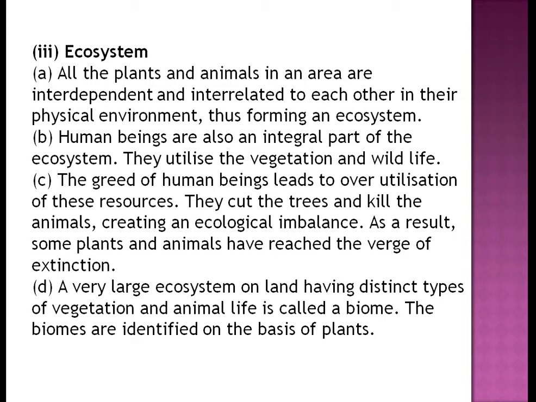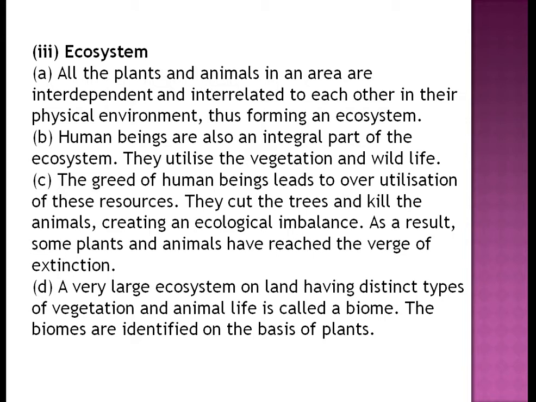Human beings are also an integral part of the ecosystem. They utilize the vegetation and the wildlife. The greed of human beings leads to overutilization of these resources. They cut the trees and kill the animals, creating an ecological imbalance. As a result, some plants and animals have reached the verge of extinction.